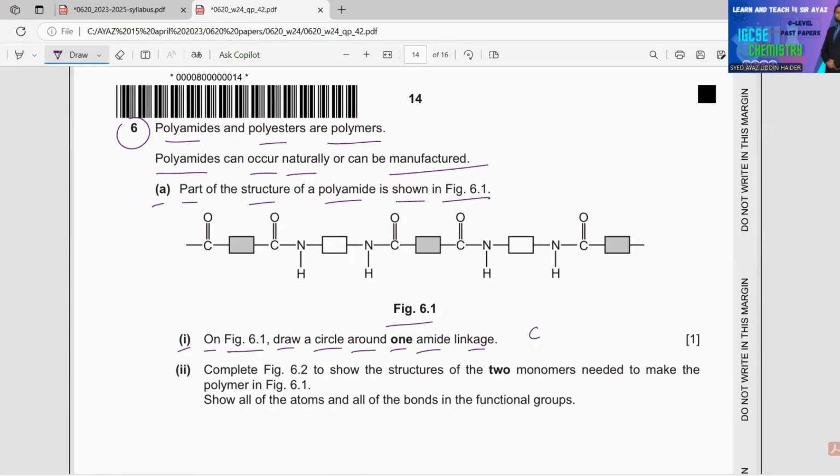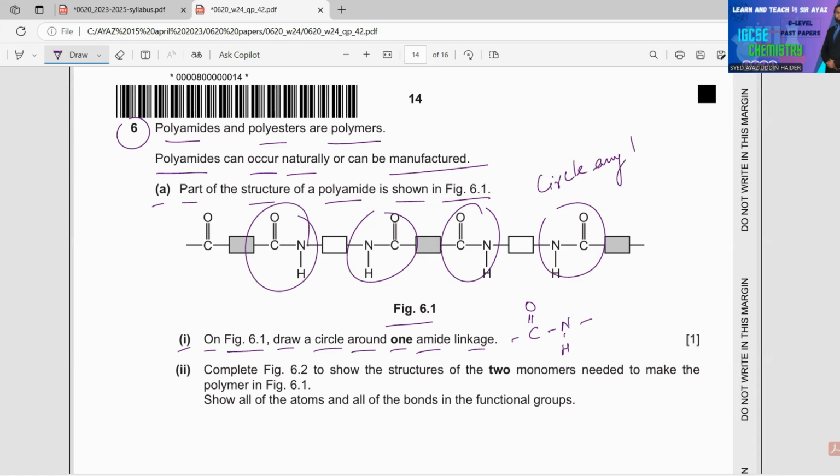Amide linkage is C double bond O and H. So you can draw a circle on any of these amide linkages. All these are amide linkages. This one is also. Circle anyone. Number 2, complete figure 6.2 to show the structures of the 2 monomers needed to make the polymer in figure 6.1. Show all of the atoms and all of the bonds in the functional groups.